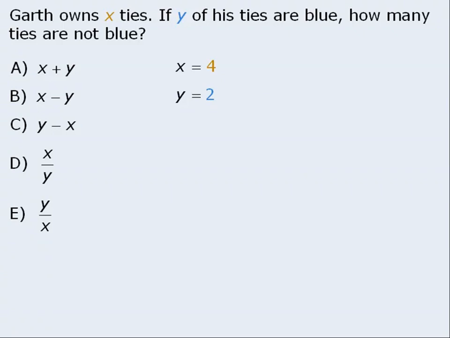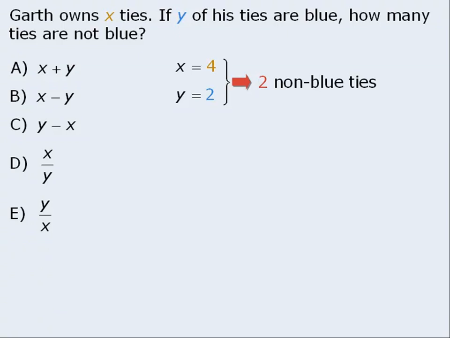This means that Garth has 4 ties altogether, and 2 of them are blue. Using these values for X and Y, we see that Garth must own 2 non-blue ties. And at this point, we should recognize that we have a potential problem with these numbers. For one thing, we have Y equals 2, and our output value is 2. Also notice that there are several possible relationships between the 3 values shown here. For example, 2 to the power of 2 equals 4, 2 plus 2 equals 4, and 4 divided by 2 equals 2.